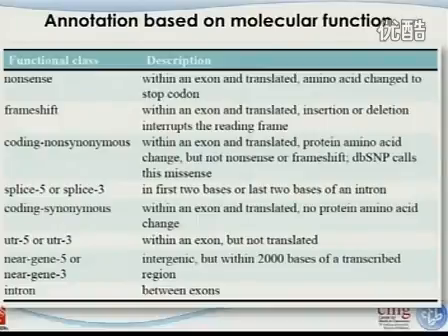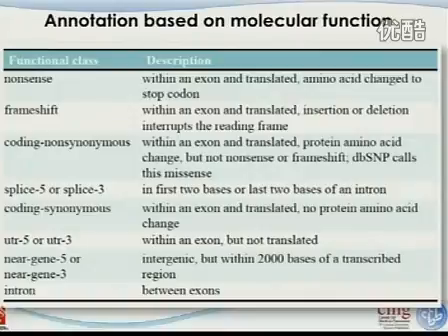The second type is a frame shift. It is within an exon and translated, and an insertion or deletion interrupts the reading frame. This is a big problem as well, because for the codon, every 3 nucleotides become an amino acid. If you have one more inserted, that totally shifts the rest of the amino acid sequence, and that causes a huge problem. The next one is the coding sequence non-synonymous variation. This is a nucleotide difference that changes the amino acid sequence, and that sometimes can cause a problem.